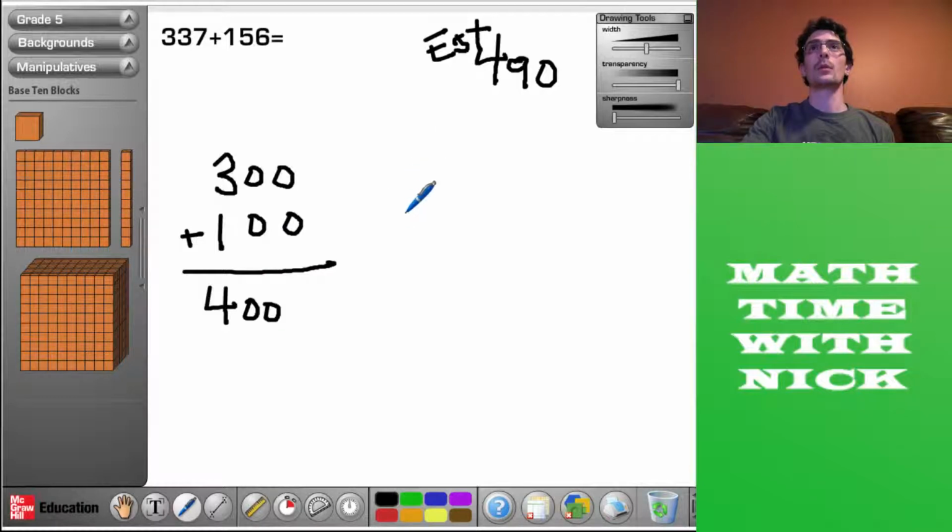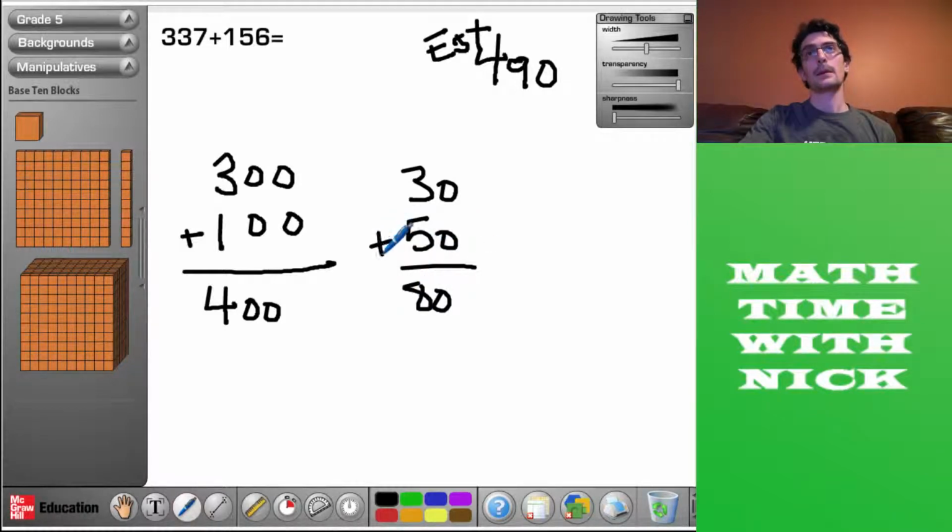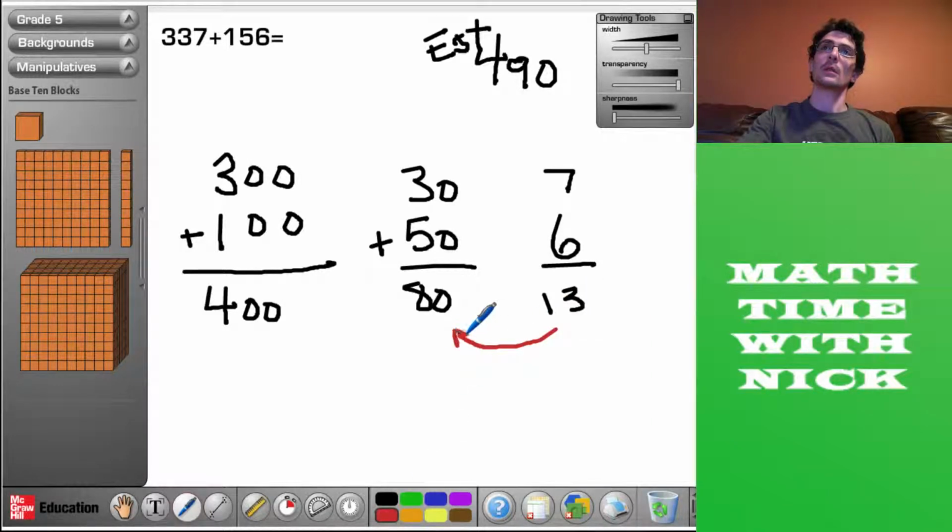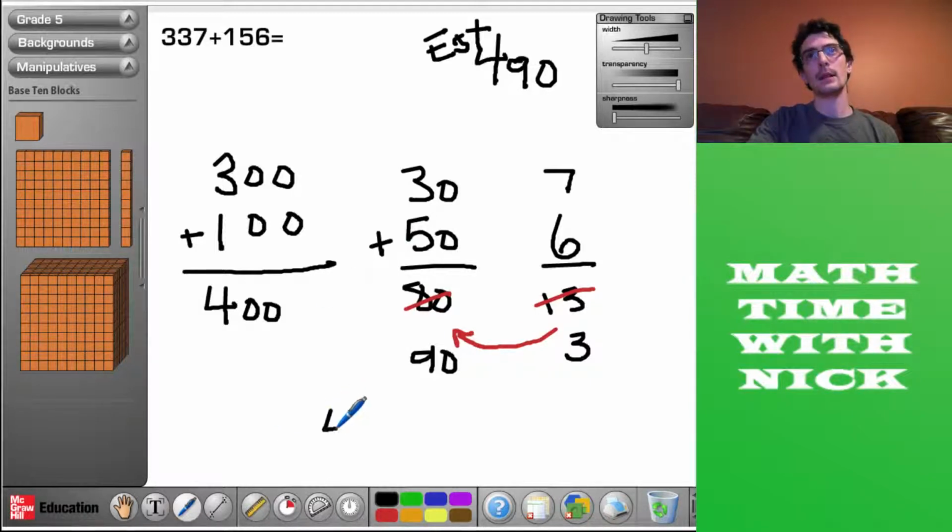And from there, I'm going to take the tens, so 30 and 50, which equals 80. And then I'm going to take my ones places, so 7 and 6, which ends up equaling 13. So this is where we're going to move our tens, so all of our tens are back together to make 90. And then this ends up becoming 3. So now all of our stuff is once again back in its place, just like it was with the base 10 blocks. And we're simply going to do 493.